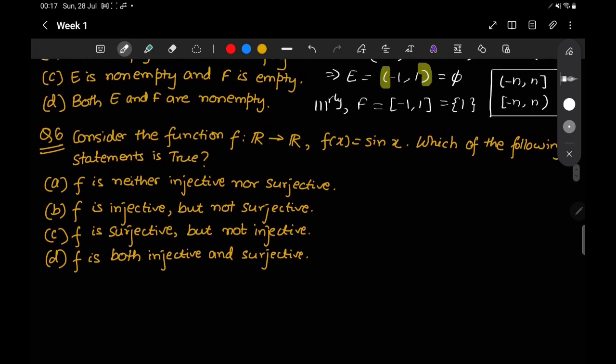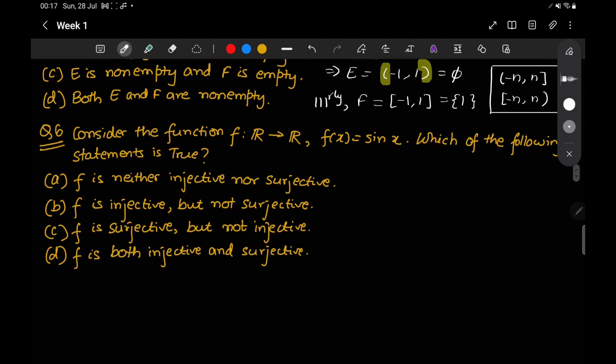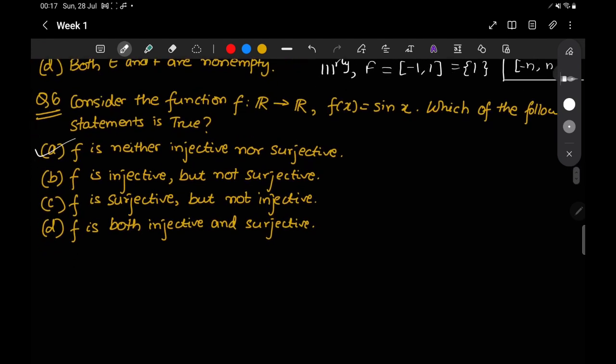Okay, so let us now discuss the answer. The correct option is option A. F is neither injective nor surjective. So it seems that most of you are not aware of these terms. Again, these are basically high school concepts or maybe class 12th concepts, if I'm not wrong. But we will revise these terms once again.